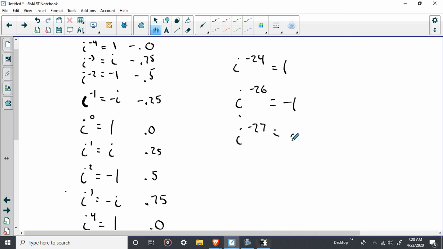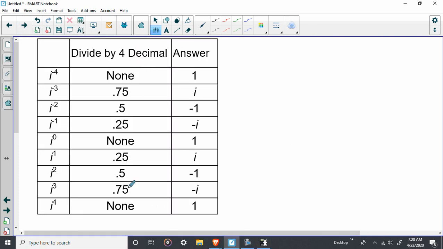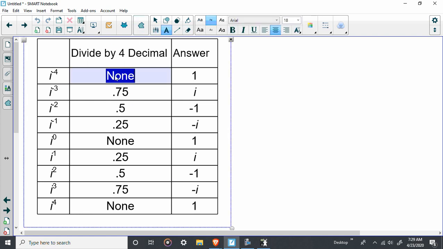So what I would like you guys to do, I'm going to put this chart on there. All you need to do is take the exponent and divide it by 4. If it is positive and you don't have a remainder, the answer is 1. If it's positive and your remainder is 0.25, it's i. If it's positive and your remainder is 0.5, your answer is negative 1. On the other side, I will put on here negative numbers. If your remainder is negative 0.25 or negative 0.75, these are your answers right here.